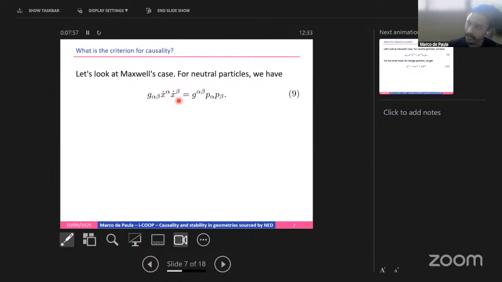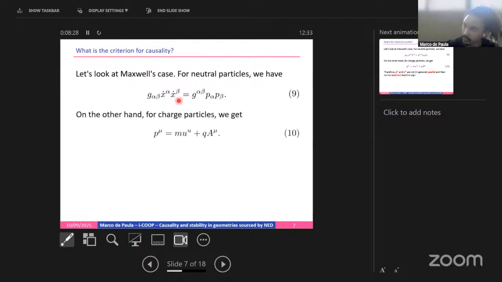And what this means is that if you have a four-velocity with a time-like norm, it implies that the norm of the four-momentum will also be time-like, and vice versa. So if you have a space-like norm for the four-velocity, we will necessarily have a space-like norm for the four-momentum. And of course, this applies only for neutral particles, because if you want to go beyond that, if you consider, for instance, charged particles, we will see that the four-momentum and the four-velocity are related by equation 10.